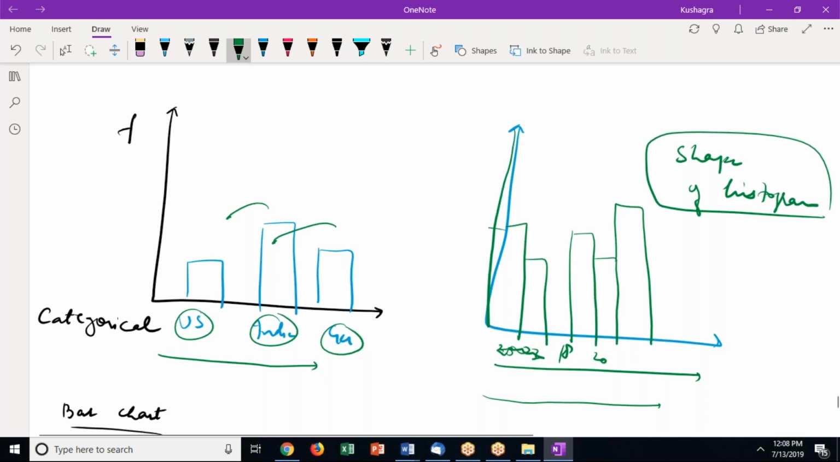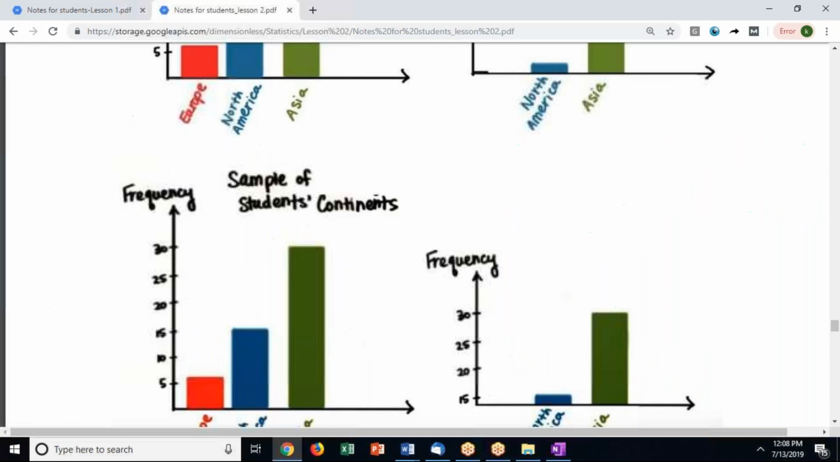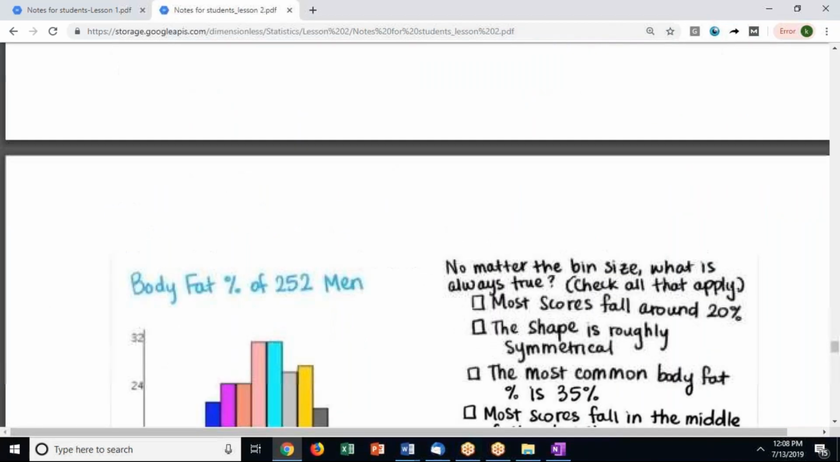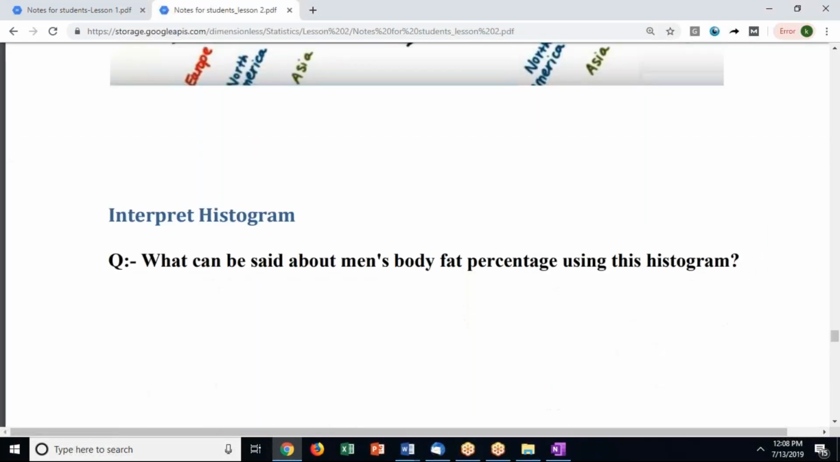Clear? Everyone with me on this? For a bar chart, shape does not matter. Here, shape is a very important thing. Similarly, the order would not matter there. This is for a continuous variable; that is for categorical data. Different areas, important pointers. Everybody understands that now?